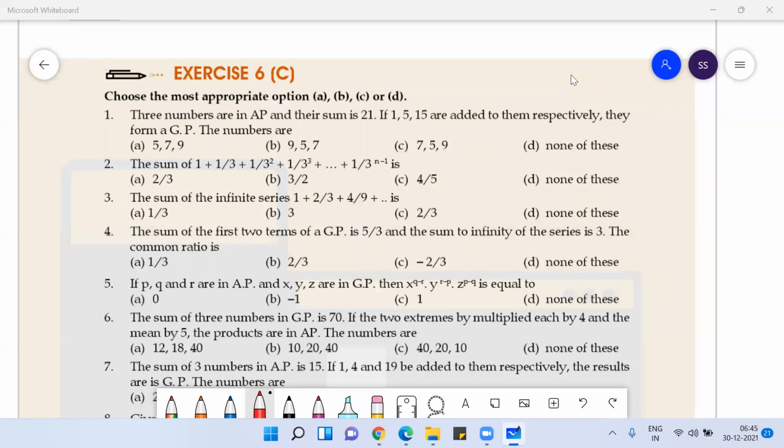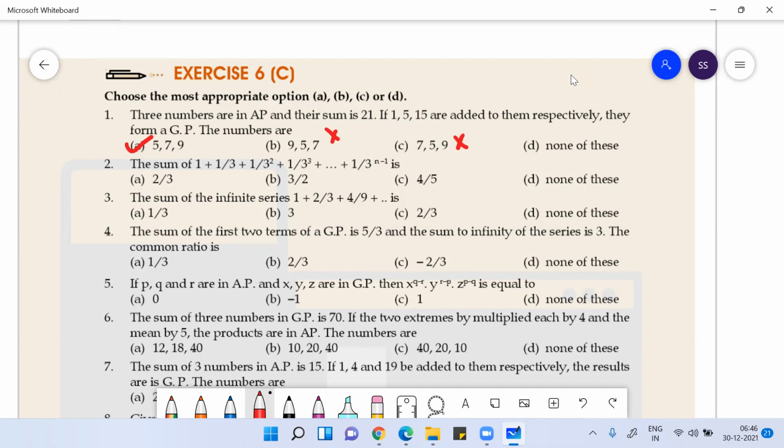Question number one, your answer will be 579. We did a question like this in the past. The answer is 579 only. The only thing you have to understand is that 957 cannot be in AP, neither can 759. You know the reason why the sequence cannot be in AP.